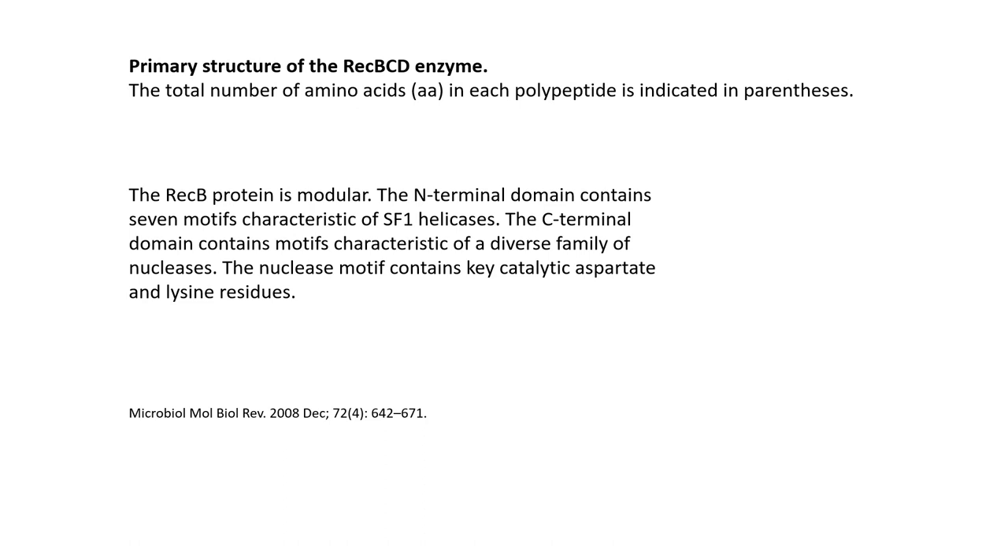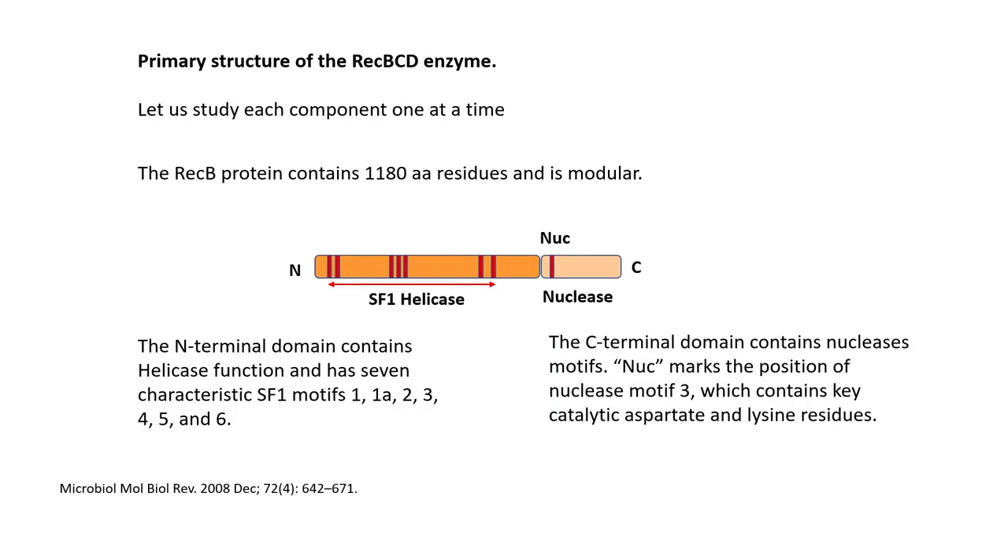The nuclease motif contains key catalytic aspartate and lysine residues. So, in this picture you can see the simplified diagram of the RecB protein, which contains around 1180 amino acid residues, and as already told to you, it is modular, having 2 modules, one having the helicase activity, the other having the nuclease activity. The N-terminal domain contains the helicase function, and it has 7 characteristic SF1 motifs. As you can see here, 1, 1A, 2, 3, 4, 5 and 6, total 7 motifs.